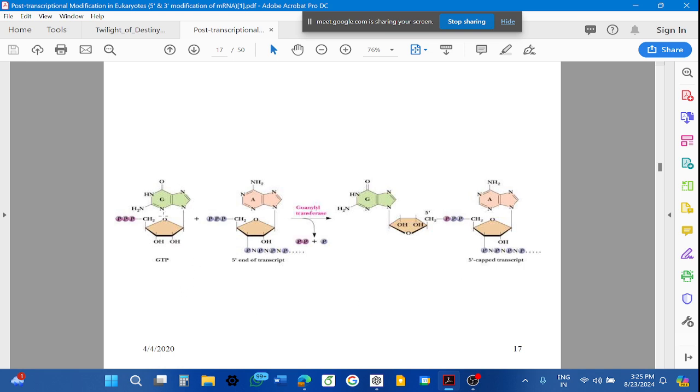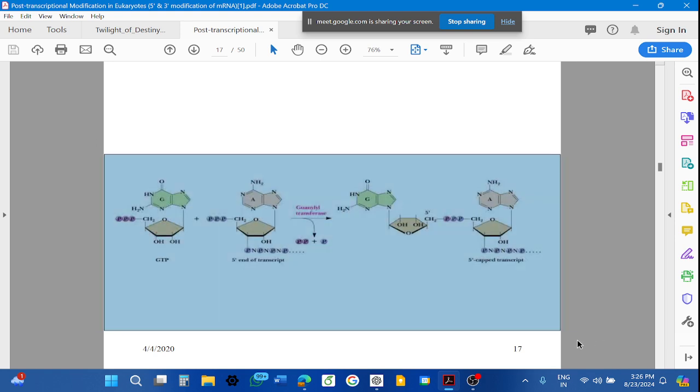This is the sugar, this is the base, and this is the phosphate. The enzyme guanylyl transferase attaches a guanine cap to the 5' phosphate. So you have a 7-methyl guanosine cap formed. You need to practice this figure very well.